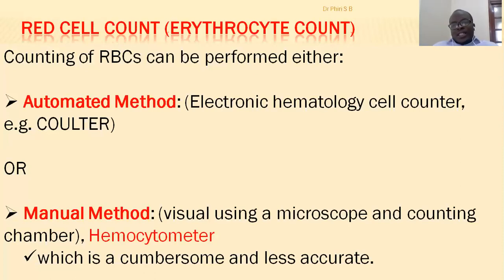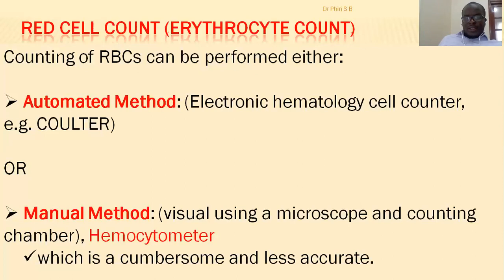For instance, you are posted to a rural area where this machine is not working. You don't have to wait for the government to fund that hospital to buy equipment. If you have a microscope, you can easily buy the diluting fluids, or you can make it yourself from normal saline with a combination of sodium chloride and distilled water. You can simply do that. So you don't have to wait until you have the automated machine for you to do a red blood cell count. So now let's go into the manual one, because this is quite interesting for you as a medical doctor.